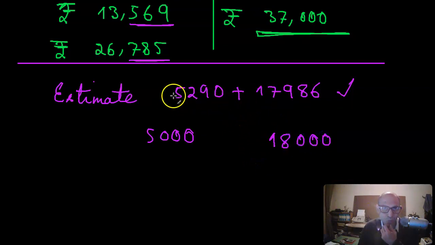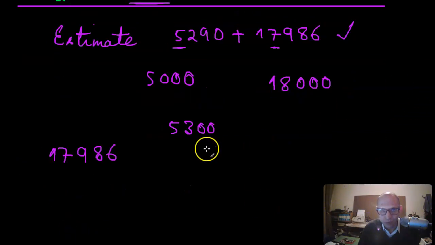So you saw that both of these numbers, I rounded them to the thousands place value, right? Whereas if I rounded this number to the hundreds place value, that would be essentially 5,300, right? And then this number to the hundreds place value, 17,986 rounded to the hundreds place value, you would have to round up because you have an 8 over here. Rounding up, 9 plus 1 becomes a 10, so the 1 goes as a carryover, so the 7 becomes an 8, so you would have essentially 18,000, right?